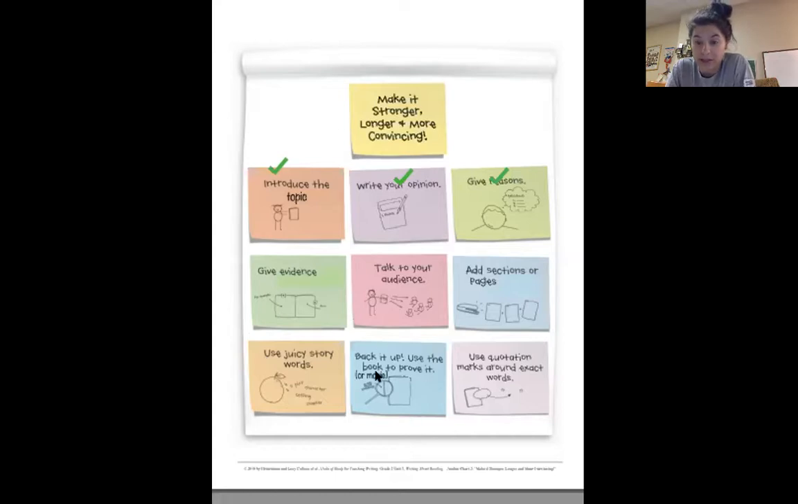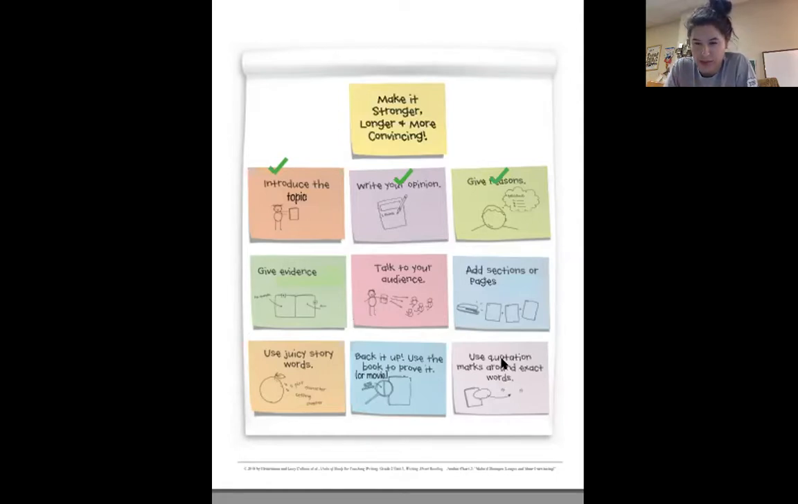Back it up. Use the book or movie to prove it. That is what I need to do a little more of when I give evidence. I haven't done that yet. I'll put that with give evidence. I'll put back it up too. And give evidence means things that happen in the movie that I see Captain America do that prove that he is brave, that he has good superpowers.